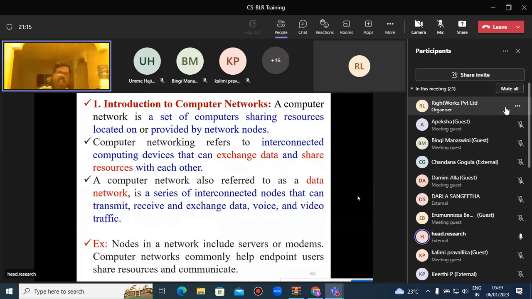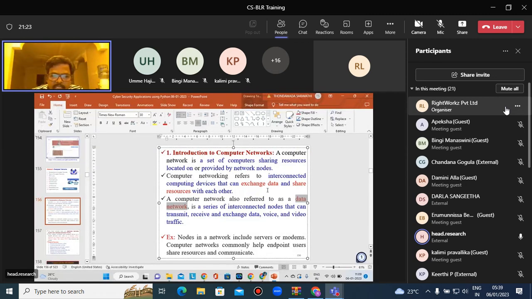That is called computer networks. What is a common point in computer networks? It shares the resources and the communication. These are the two important concepts done by the computer networks.